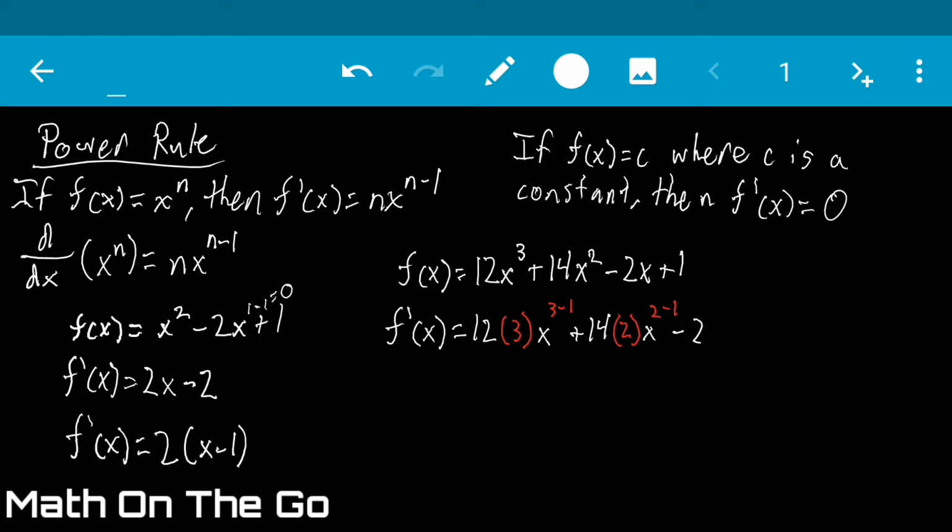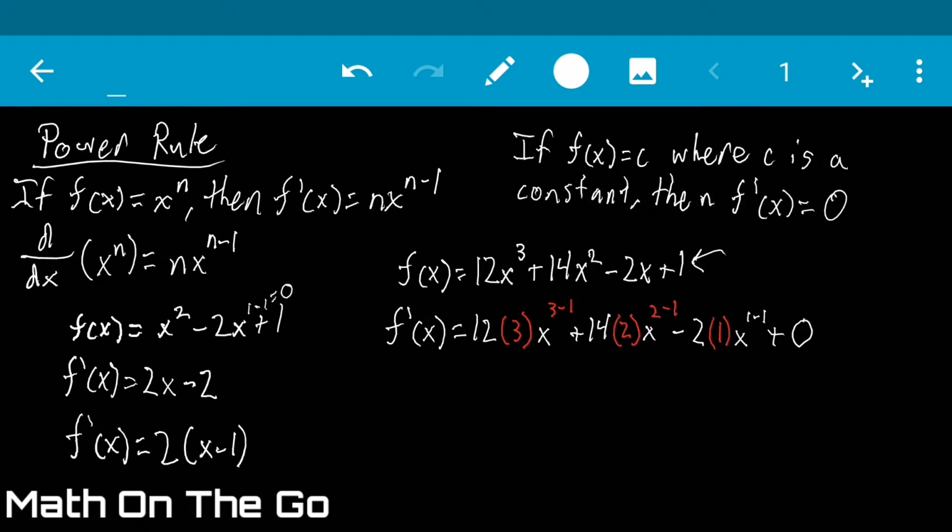minus 2. Remember, x with no exponent has a 1. So 2 times 1, x to the 1 minus 1, plus, remember just up here, the derivative of a constant is 0. 1 is a constant, so that equals 0.